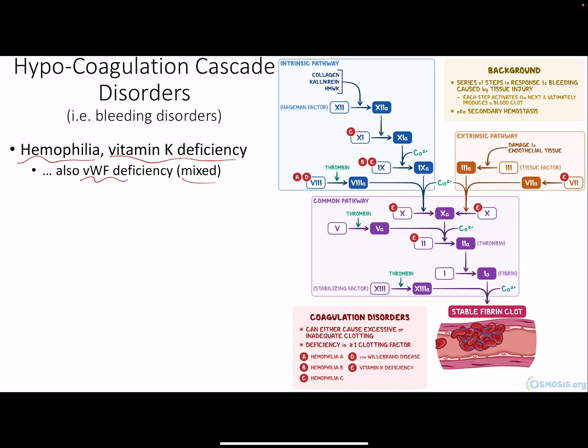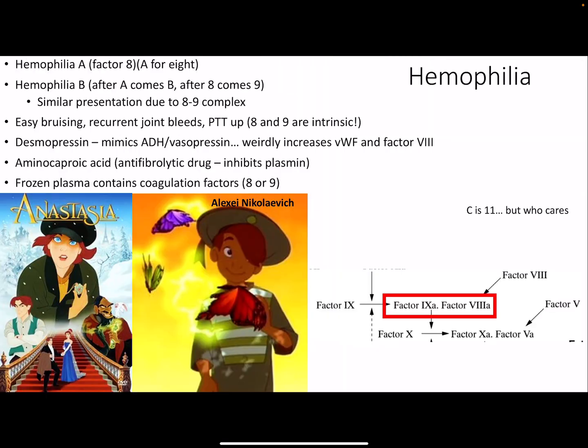This is mixed. So hemophilia, really we have A and B, to some extent C, but that one's not really important. So I think of A for 8, and then B comes after A, and what comes after 8? 9. So hemophilia A is for 8 and B is for 9. Because this is a coagulation issue, remember that platelets have to do with superficial things like nosebleeds and mucosal bleeds and cuts. But if you're talking about joint bleeds, you're dealing with a coagulation thing. So hemophilia will be joint bleeds.